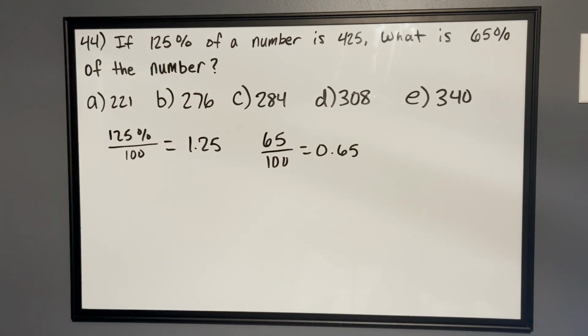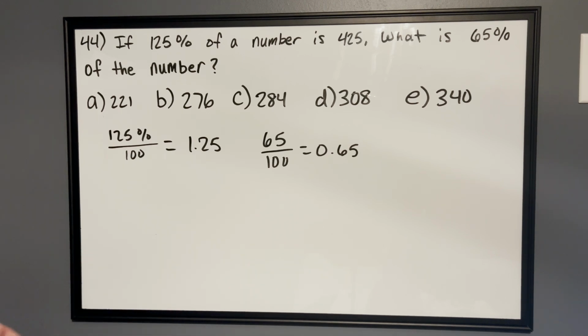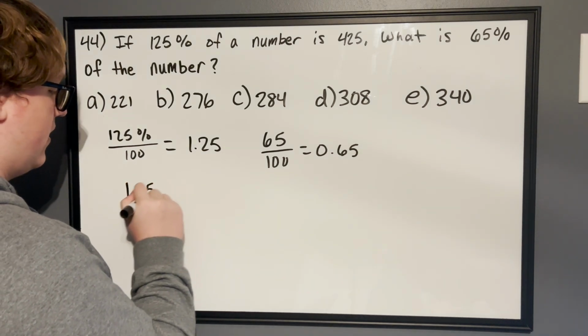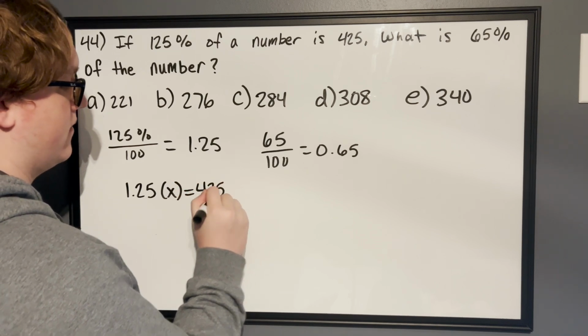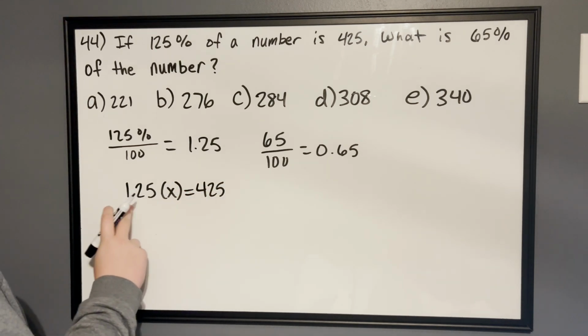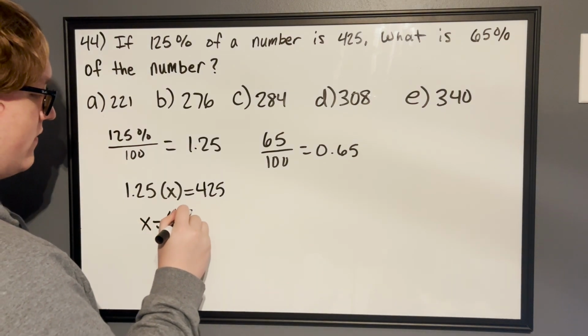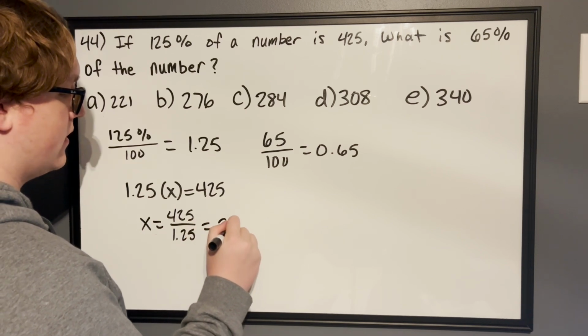Now we're going to use this because when we're working with these operations, we want to go ahead and break them into their decimal form. So we know that 125% of a number is 425. So we have 1.25 multiplied by some number is equal to 425. So to solve for the number, we just need to divide by 1.25. So x is equal to 425 divided by 1.25, which is equal to 340.